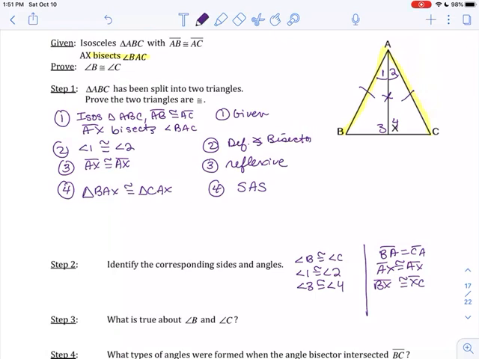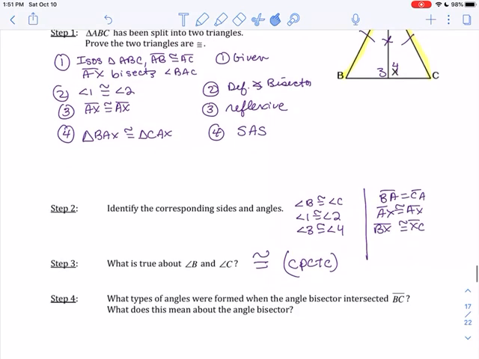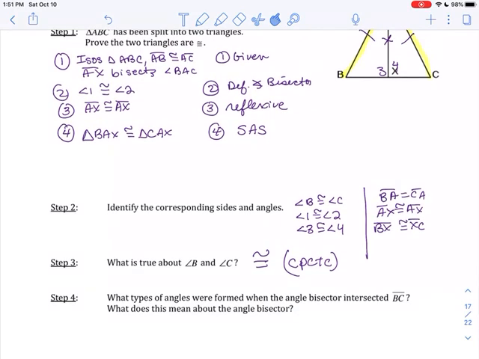Once the triangles are congruent, all of the corresponding sides and angles are going to be congruent. So angle B and angle C have to be equal to each other. They are corresponding angles, and I know those triangles are congruent to each other. The reason that they're congruent is CPCTC. Corresponding parts of congruent triangles are congruent. And we talked about that in an earlier lesson already. So now we're bringing that back.